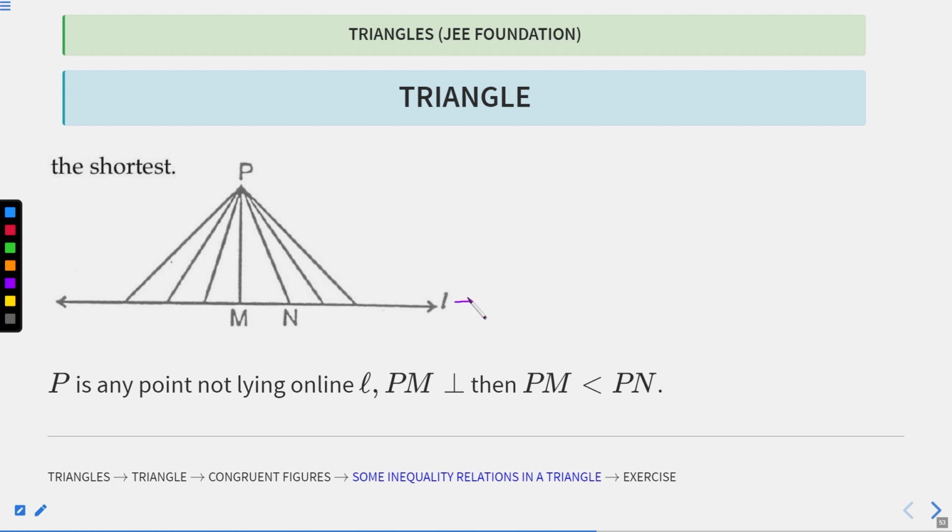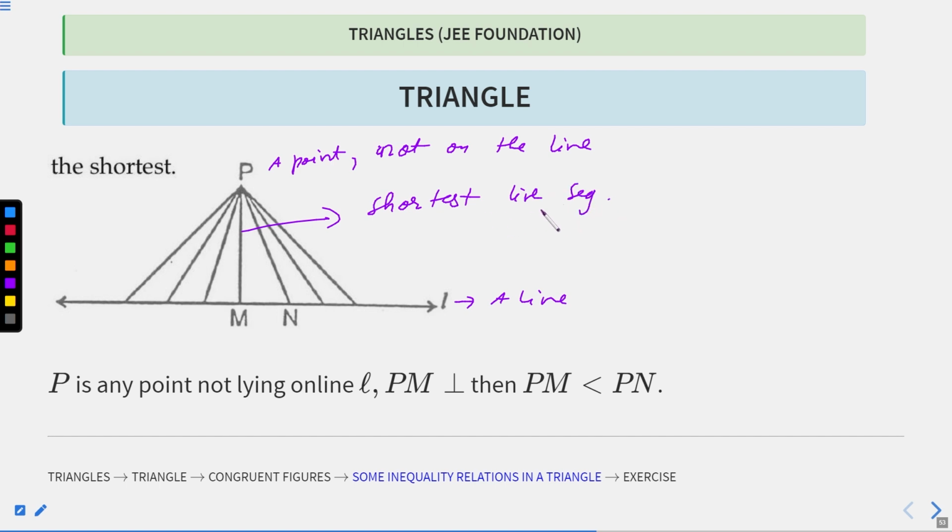For example, we are given a line and a point not on the line, and this is my shortest line segment from P to the point on the line L. If this is the shortest, this means the angle here must be equal to 90 degrees. I hope this is all clear.